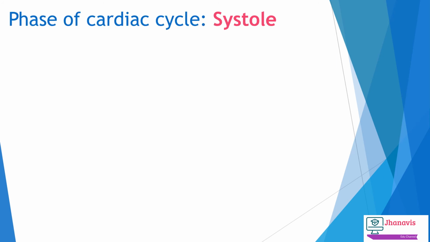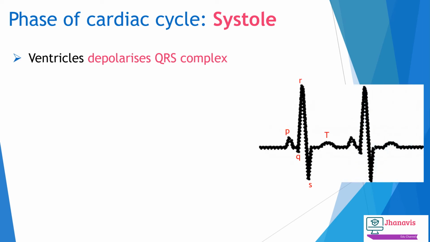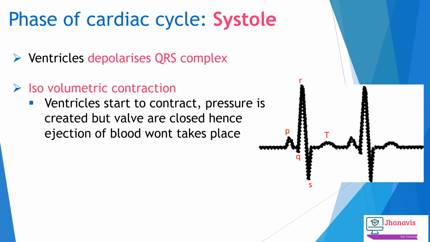See, I have already explained the systolic and diastolic pressures, but before going with the systole, we have to understand the depolarization of the QRS complex, and this will take place step by step. First one is isovolumetric contraction. When ventricles start to contract, the pressure is created, but the valve will get closed. Hence, ejection of the blood won't take place.